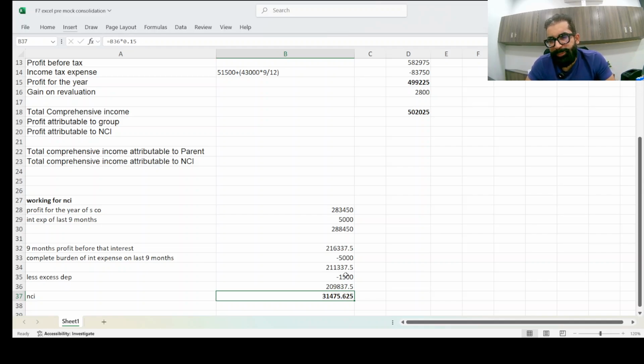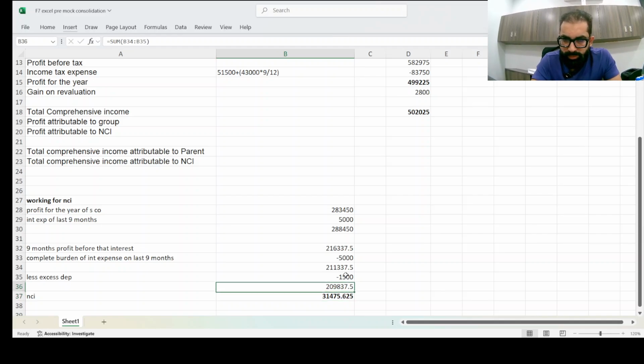I have taught you. Just rewind it and check it. So this is the NCI in terms of profit. Now, finally, my dear student, 31475, listen.